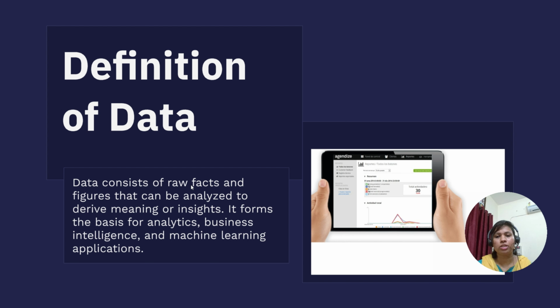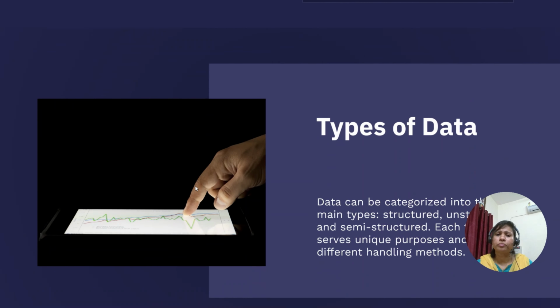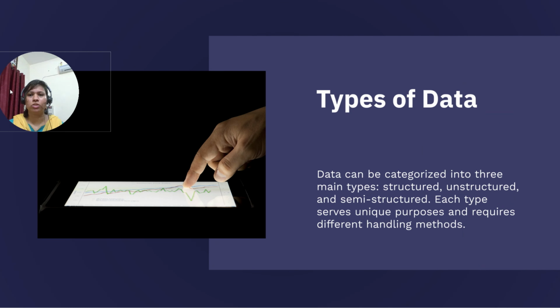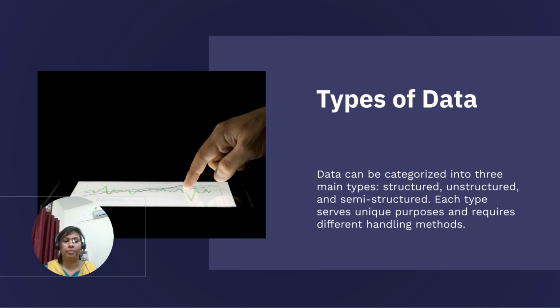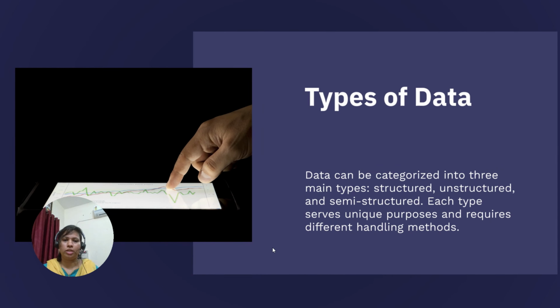So what I have mentioned here is that data is raw facts and figures which are analyzed to derive meaningful insights. Even if you are a data analyst, you have to analyze it. If you are a software developer, you should understand what data is anyhow. There are various types of data. Data can be categorized into structured, unstructured and semi-structured data. Each type of data has a separate purpose, and each type has to be stored properly based on the data type and also analyzed properly. So what are those data types? That is what we're going to see.